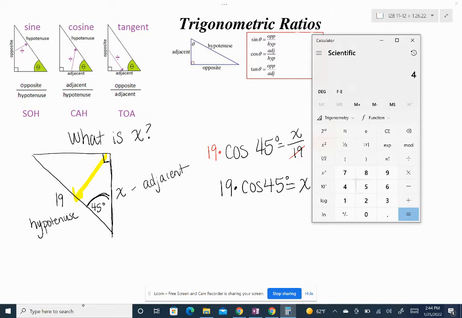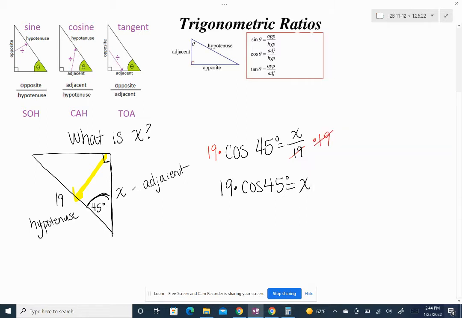Okay, so if I have 45 degrees, I'm going to take my COS, which is cosine. Okay, that gives me a decimal number. Now I'm going to multiply it by 19. And that's going to give me 13 point, let's just say 44. And that would be your final answer.